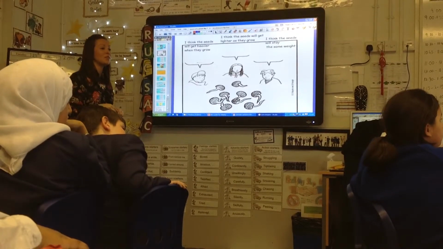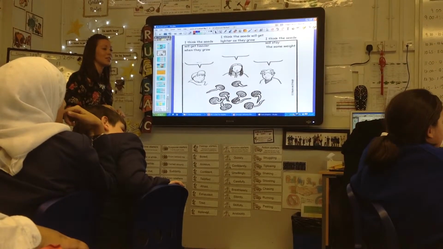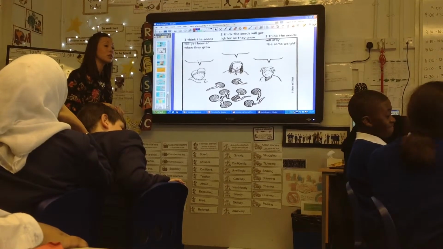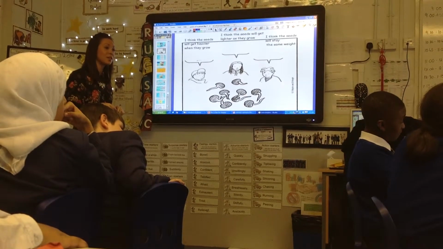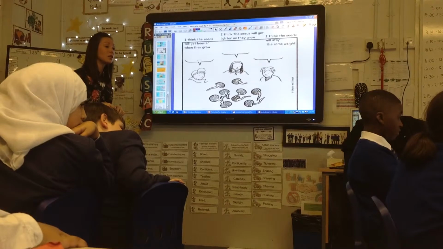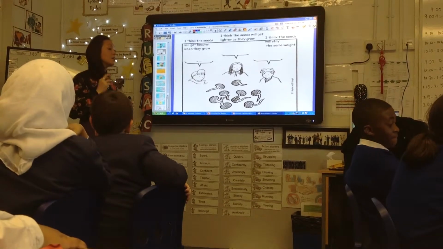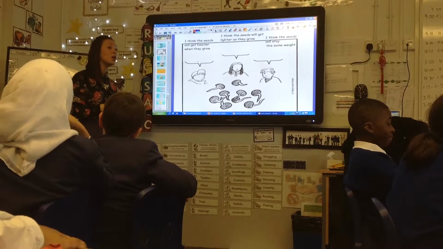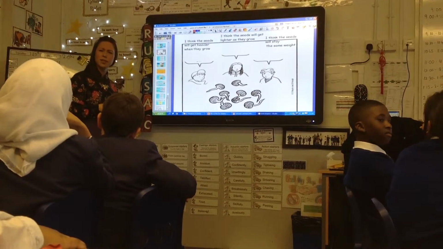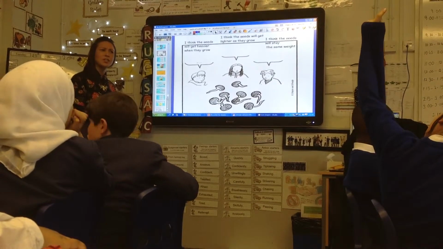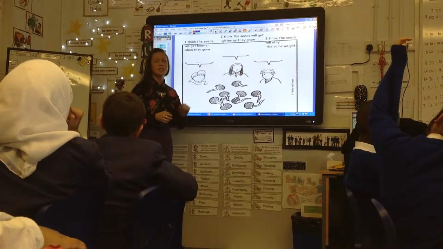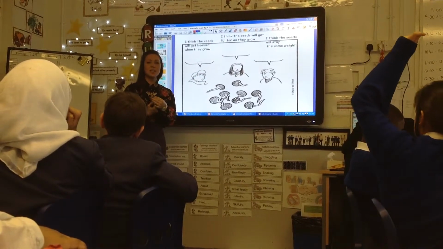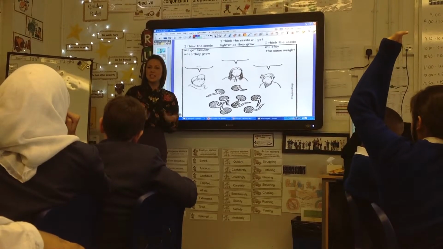I think the seed will get lighter as they grow, because when the seed grows, the light gets its way out of the seed. Okay. So it gets lighter and lighter until the plant grows. Okay, who might disagree with that then? So he's saying it'll get lighter as it grows because as the stem begins to shoot up, there's less in the seed.